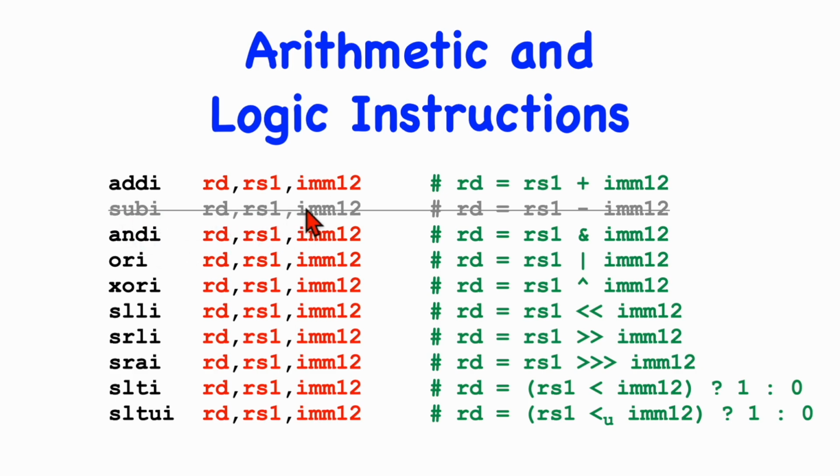Except there is no subtract immediate instruction in RISC-V. If you want to subtract a constant value, just negate the value and use an add immediate instruction. Otherwise, the operations that are performed are exactly the same. Now this 12-bit value is limited, and it will be sign extended. So this means that these instructions require the immediate value to be something between minus 2048 and positive 2047.